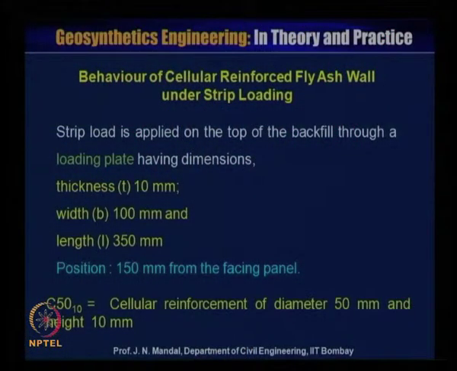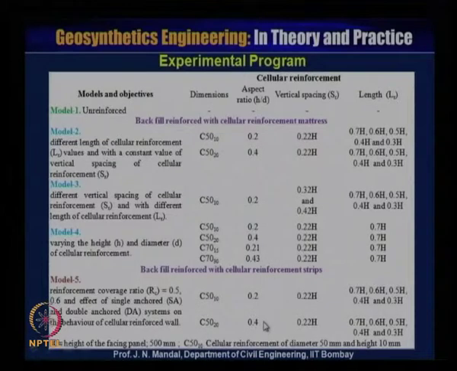Now, behavior of cellular reinforced fly ash wall under strip loading. Strip load is applied to the top of the backfill through a loading plate having dimensions of thickness 10 millimeter, width 100 millimeter, length 350 millimeter, and positioned 150 millimeter from the facing panel. Here CD10 is the cellular reinforcement of diameter 50 millimeter and height 10 millimeter. These are the different types of models, 1, 2, 3, 4, 5, with different aspect ratios. This is H by D.